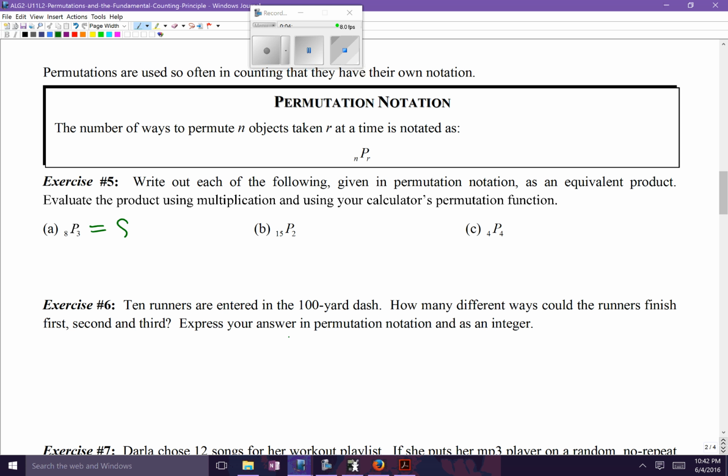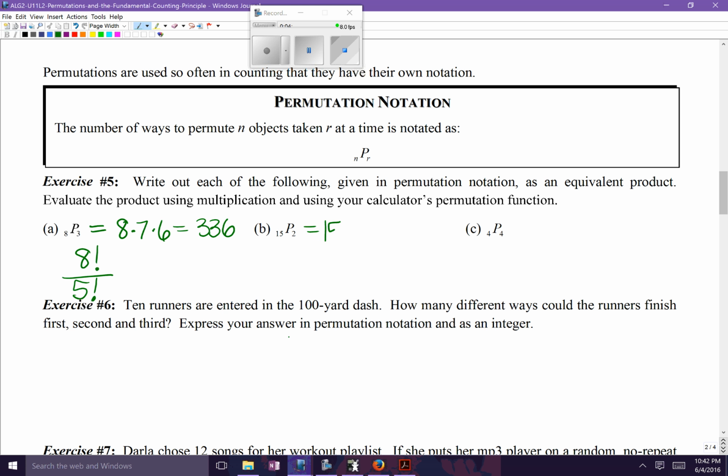If I had to do this the long way, 8P3 really means 8 times 7 times 6, which has a value of 336. It means that I have 8 objects to choose from, and I am choosing 3 of them. Or I could write this as factorials, 8 factorial over 5 factorial. That is an exclamation point, but in math we call it a factorial. It's not an 8 that's very excited to be here.